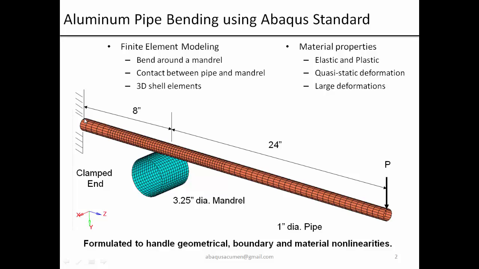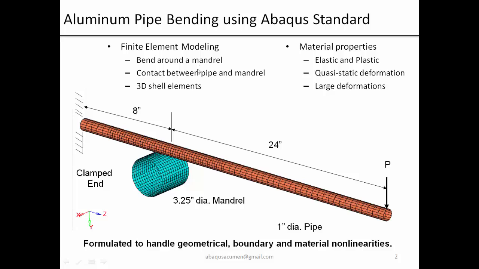So we have an aluminum pipe which is 1-inch diameter and 1 millimeter thick. One end is clamped, and from the clamp end at 8-inch distance there is a 3.25-inch rigid mandrel, and then at the free end we are going to apply a force of around 270 Newton. So the distance between the mandrel support and the force application is 24 inches. So overall it is a 32-inch length, 1-inch diameter pipe.